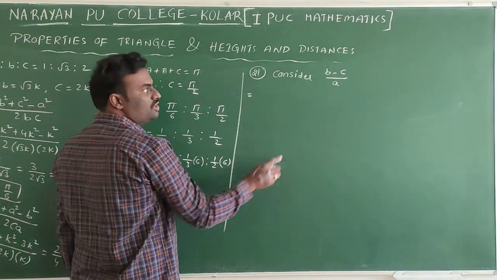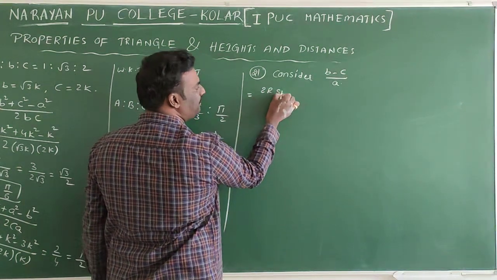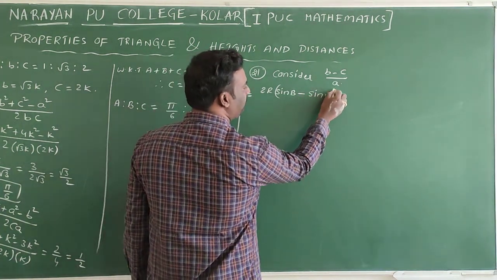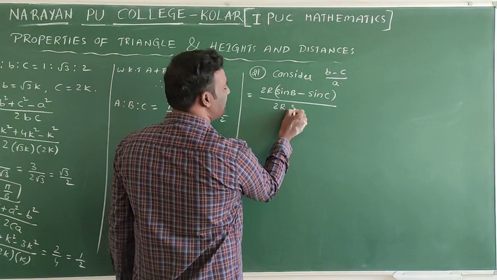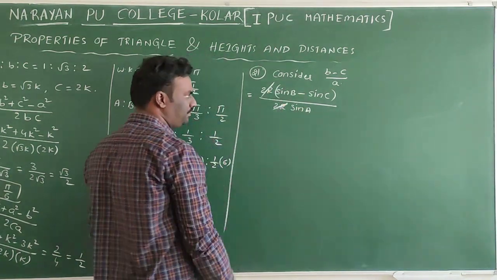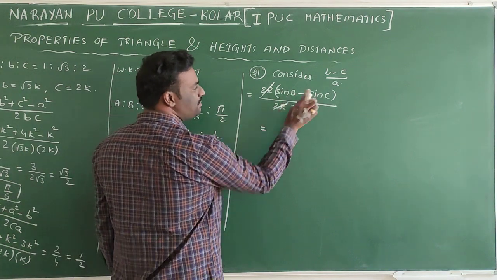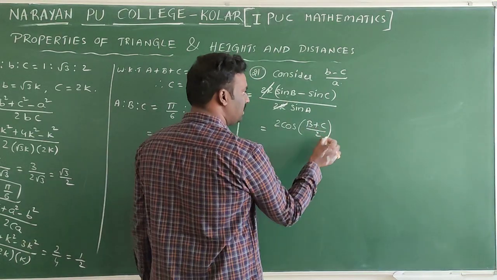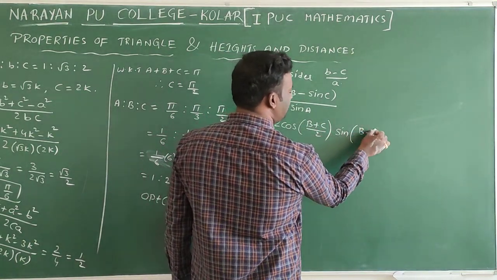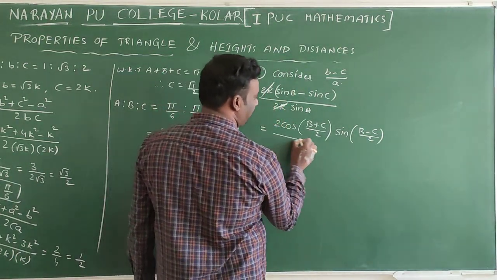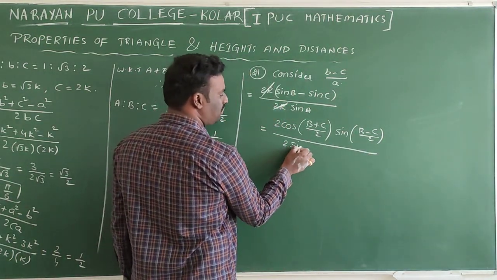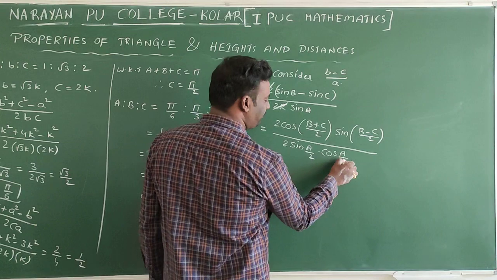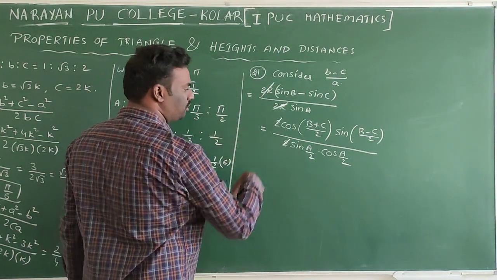According to the sine rule, small b can be written as 2R sin B. Small c can be written as 2R sin C, 2R common. Small a can be written as 2R sin A. Here I use the sine rule. Now that equals, now this is the sin C minus sin D formula: 2 cos((C + D)/2) sin((C − D)/2) by sin A, which can be written as 2 sin(A/2) cos(A/2). Okay, now 2 gets cancelled.